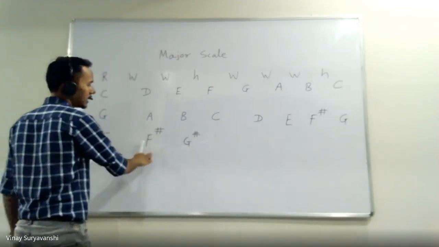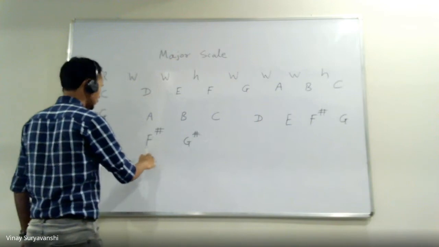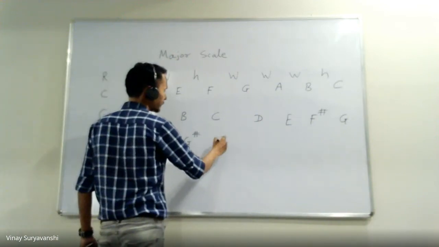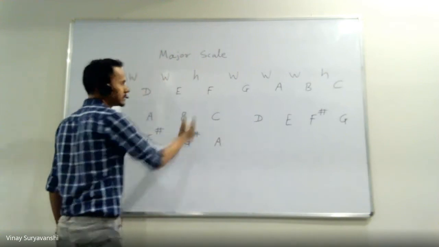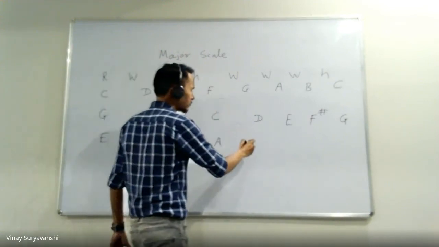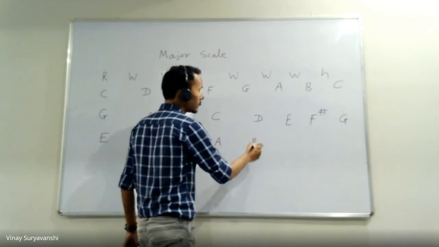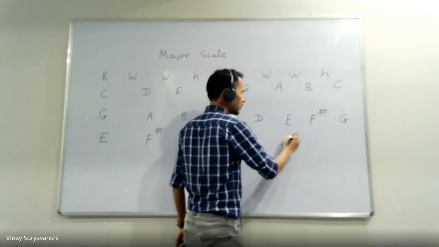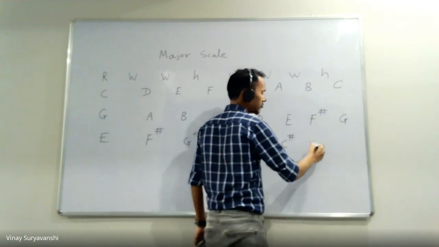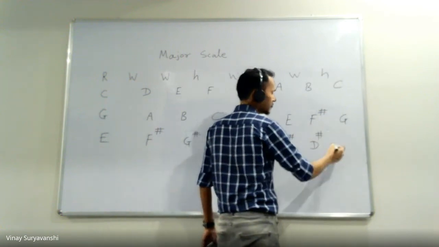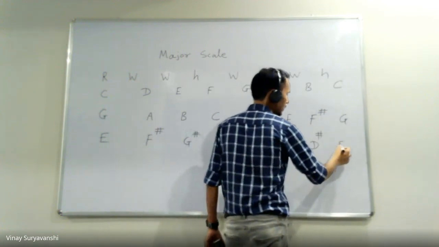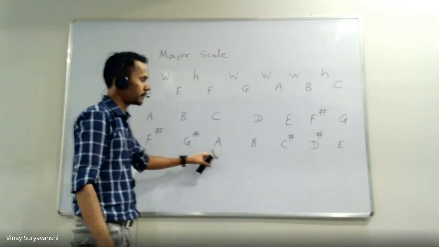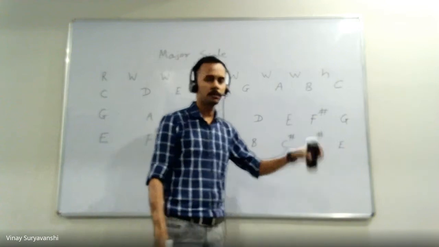So E, F sharp, G sharp, A. Half step from G sharp is A. And then you have another whole step, B, another whole step, C sharp, another whole step, D sharp, and half step is E. So in E major scale, you have E, F sharp, G sharp, A, B, C sharp, D sharp, E.